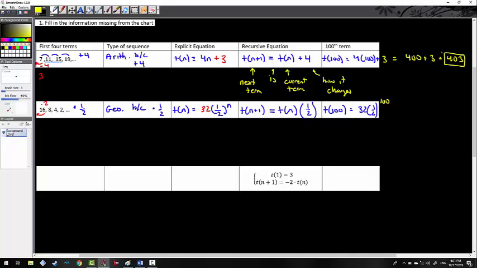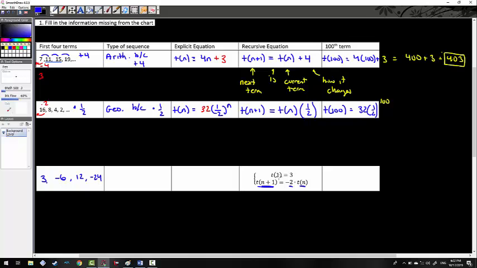I figured I'd do one last one because when they mix up the information for us, it gets a little harder to do. So from here, it looks like they give us the recursive equation. I don't have an explicit or a type of sequence or first 4 terms or 100th term. But what I can see from here is that the first term is 3. And it looks like to get to the next term, I would use the current term and multiply it by -2. So I think the next term in the sequence is -6. And then the next term in the sequence will be 12. And then the next term, the 4th term, will be -24.